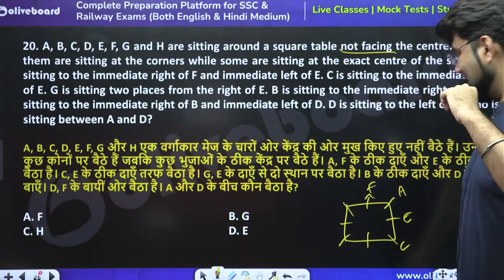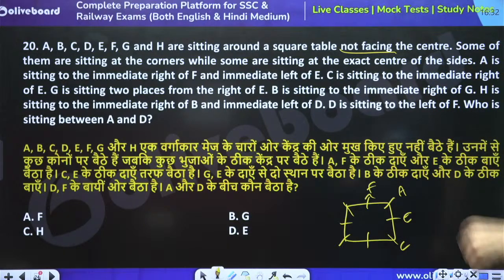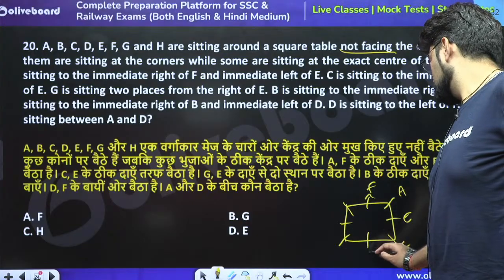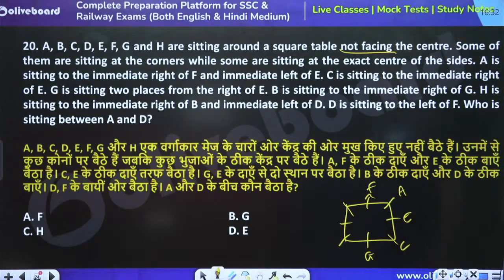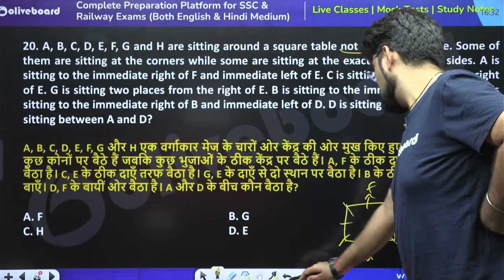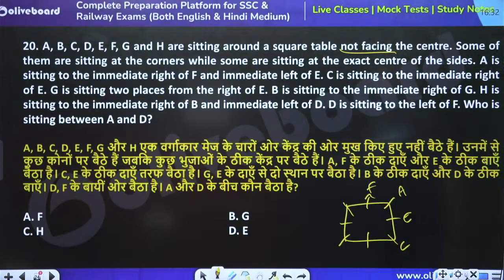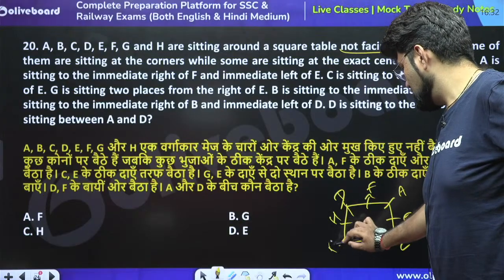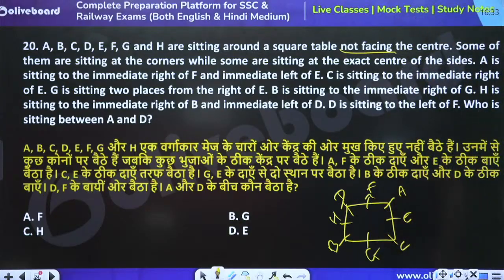C is sitting immediate right of E, G is sitting 2 places from the right of E. No, let's not mix it, G here. B is sitting immediate right of G, H is sitting immediate right of B and immediate left of D. Okay, so this is D, this is H, this is B, so this was G only.